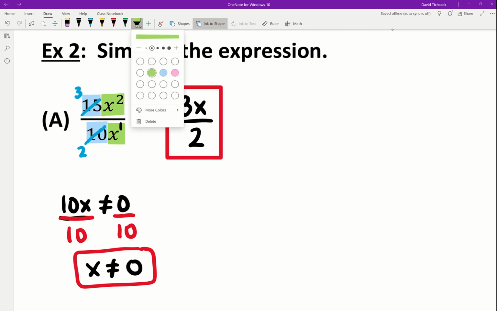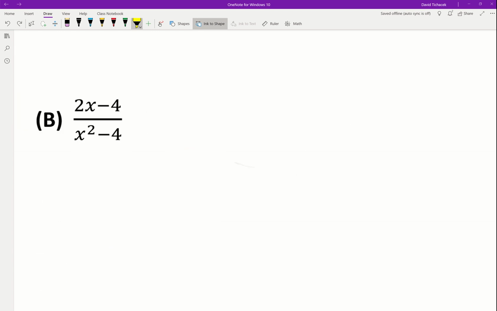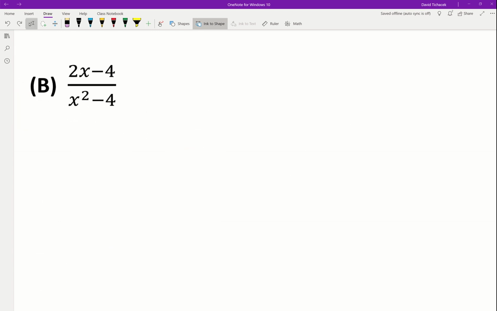And again, this is exactly why you want to do that domain restriction part before you start canceling, because if you look at your denominator now, it's just the number 2, not really something that we can plug an x into, okay? So always do that before canceling. If you look at this next example, we have a binomial over a binomial. So this is an example of a rational expression.